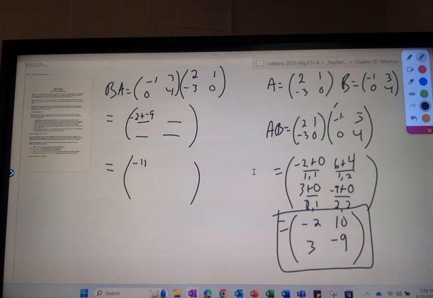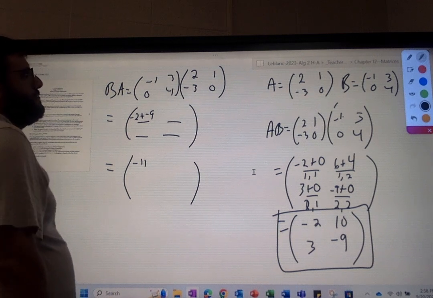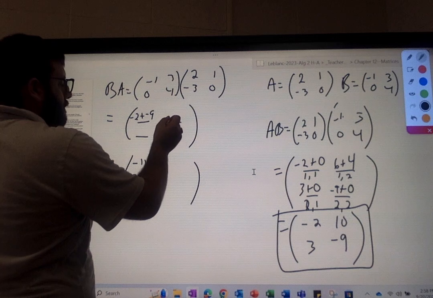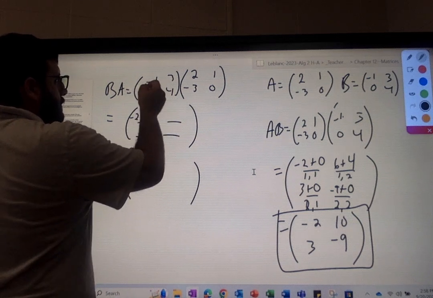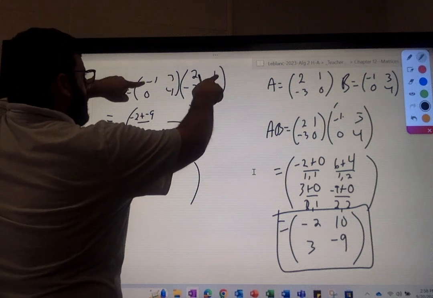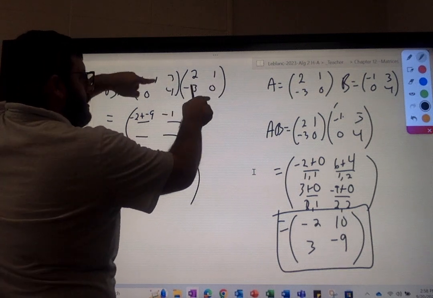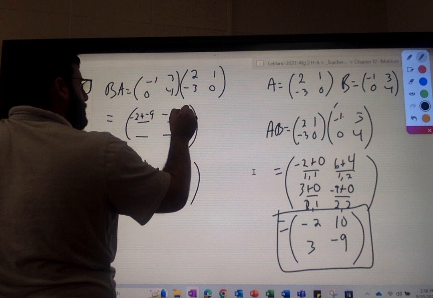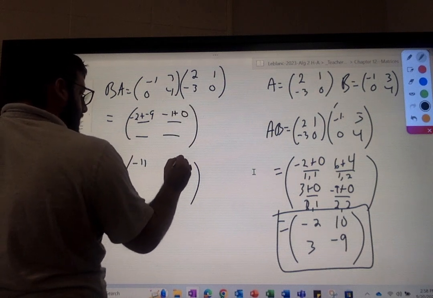Okay. Then, I have first row, second column. So first row here, second column here. Negative 1 times 1 is negative 1. 3 times 0 is 0. And that is negative 1.